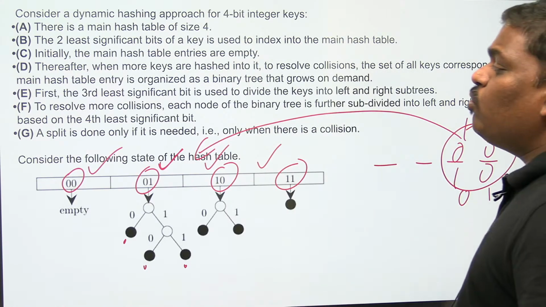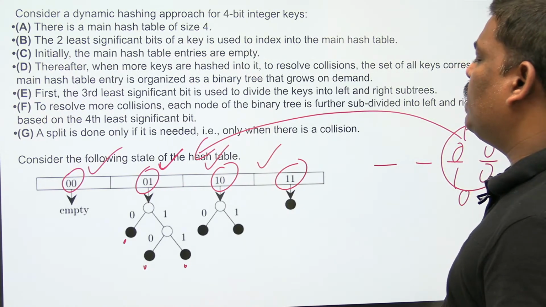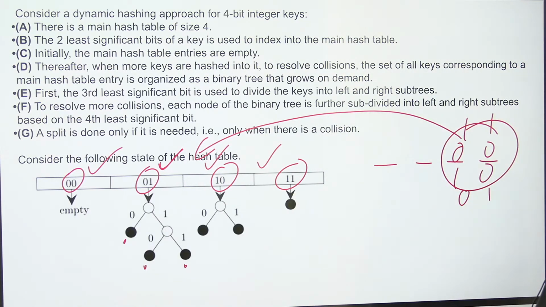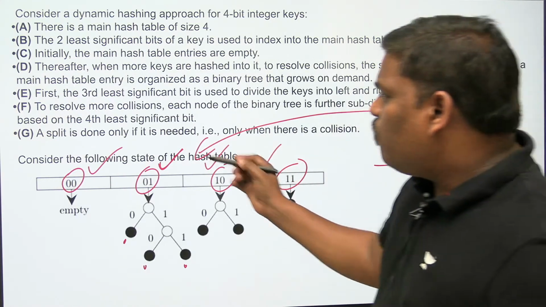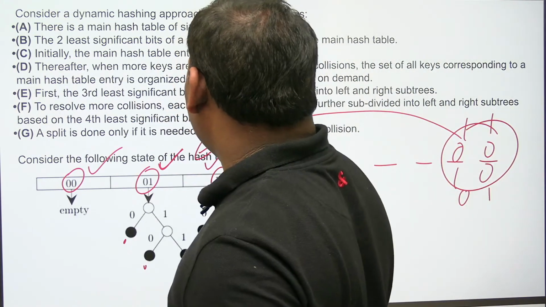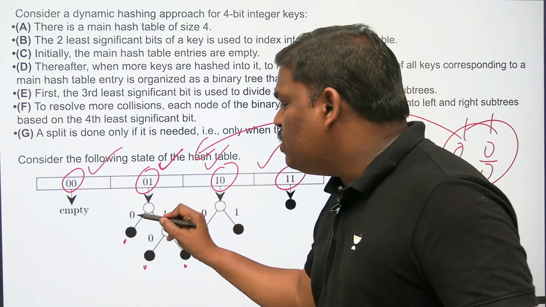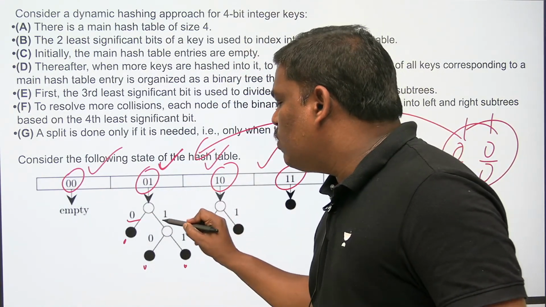Next one, to resolve more collisions, each node of the binary tree is further subdivided into left and right subtrees based on the fourth significant digit. So like that they will keep on going. What is the third least significant bit used for? It divides the keys into left and right. Suppose the third bit is 0, go this side. Third bit is 1, go this side.